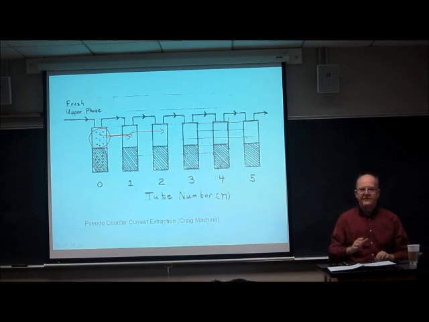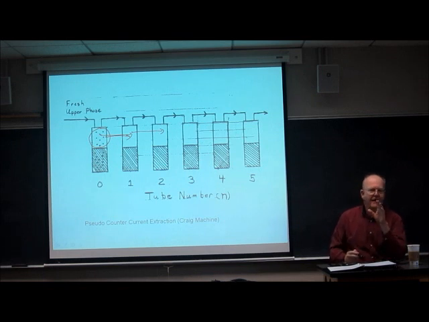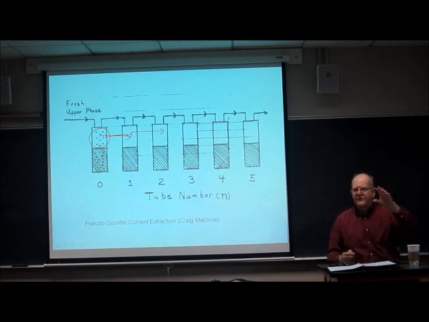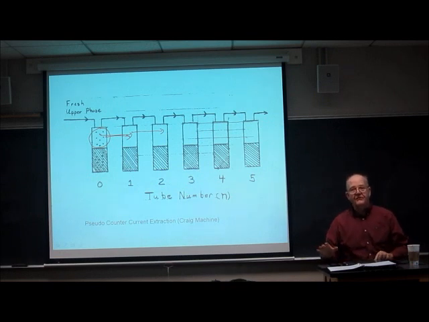Okay, so let's now work a Craig machine, and we'll take the simplest case going. We're going to make believe that the phase ratios are the same, so we get the same amount of fluid up top and bottom. We don't have to do it that way. You could take twice as much in the upper tube as you have in the lower tube, but it'd have to be the same in all the tubes. You don't mess around with it in the middle. Once you start, everybody's the same. Okay.